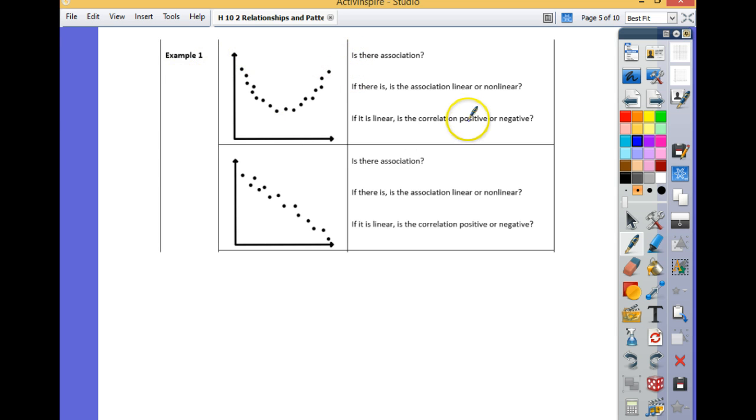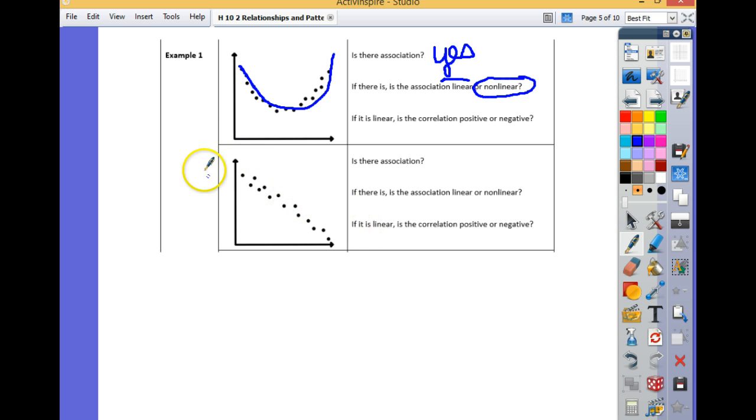Yep, so here on your worksheet, and this is what your worksheet looks like also, in this diagram, is there an association, yes or no? Do you see an association? Or is it a yard sale? It's an association. Yes, we can see an association. What kind of an association do we see? Kind of a curved pattern there, right? So is it linear or nonlinear? It is non-linear. Then it says if linear, is the correlation positive or negative? Well, it's not linear, so it's neither. So we don't even have to worry about circling anything there.